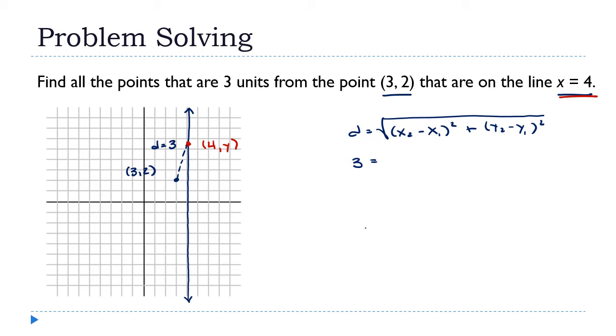The x's are going to be 4 minus 3 squared. And the y's are y minus 2 squared. Okay, all I have to do is solve this for y, and I'm home free. So let's simplify what's inside here. 3 equals the square root of, 4 minus 3 is 1, and 1 squared is 1. I'm going to get this.